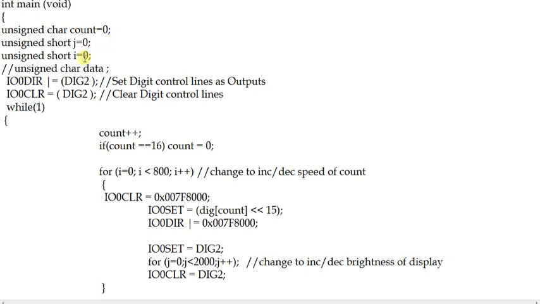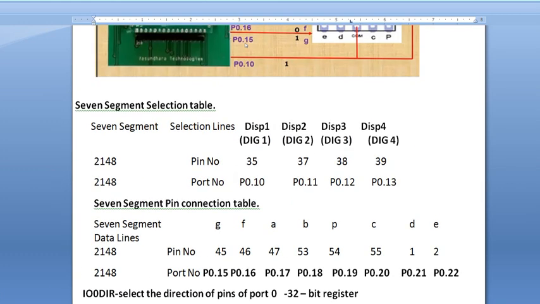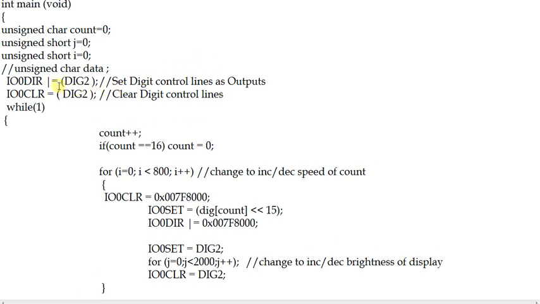So we are taking i and j as temporary variables. Here, IO not direction, digit 2. This is called logical OR equal to. Why are we using IO not direction here? It is for digit 2. How many digits are there? 4 digits are there. In that, what is digit number 2 here? It is Port 0.11, which is nothing but pin 37. So that 37th bit, that digit, will have its direction set as an output control line.